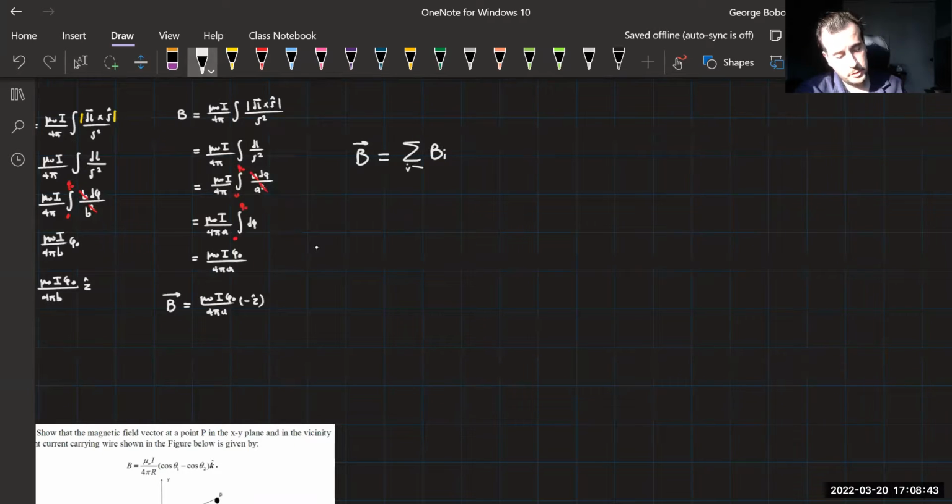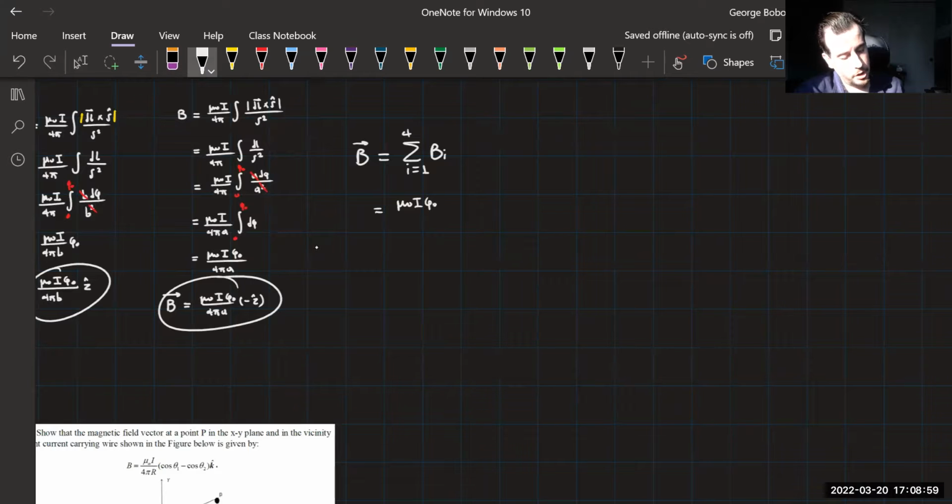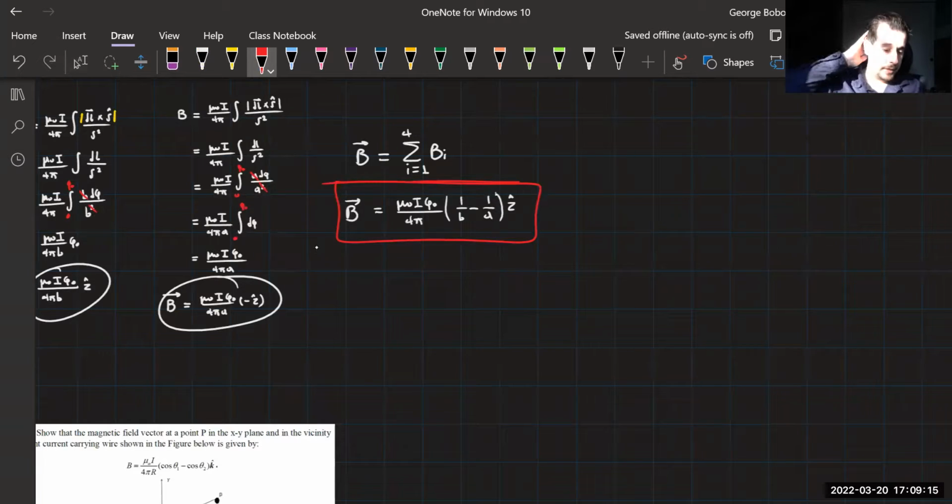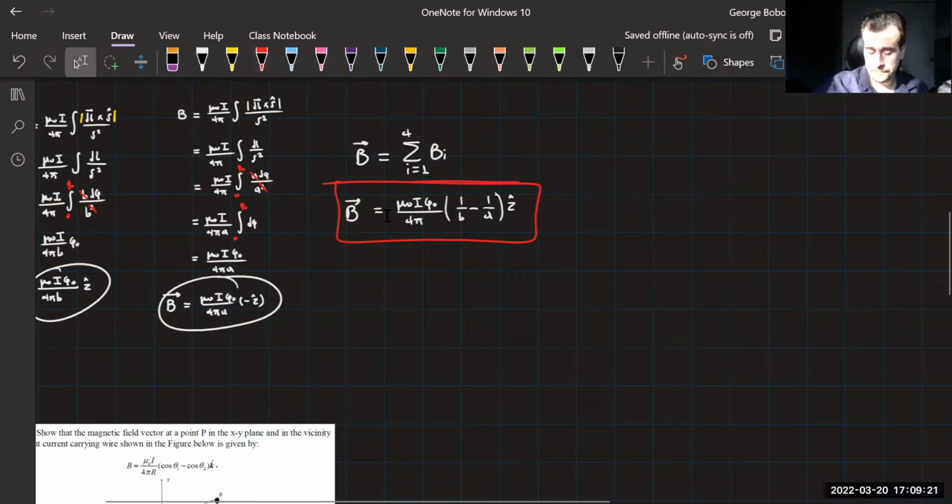So it's the sum of all the magnetic fields here from 1 to 4, all sides, basically. The ones that were along the R didn't contribute anything. So all I'm adding is these two. So you get here mu naught I. We can factor a little bit. Mu naught I phi naught over 4 pi. And then inside the bracket, we're going to have 1 over B minus 1 over A times a Z hat. And that is our final answer. That is the overall magnetic field. I can make it a little prettier, but I won't.